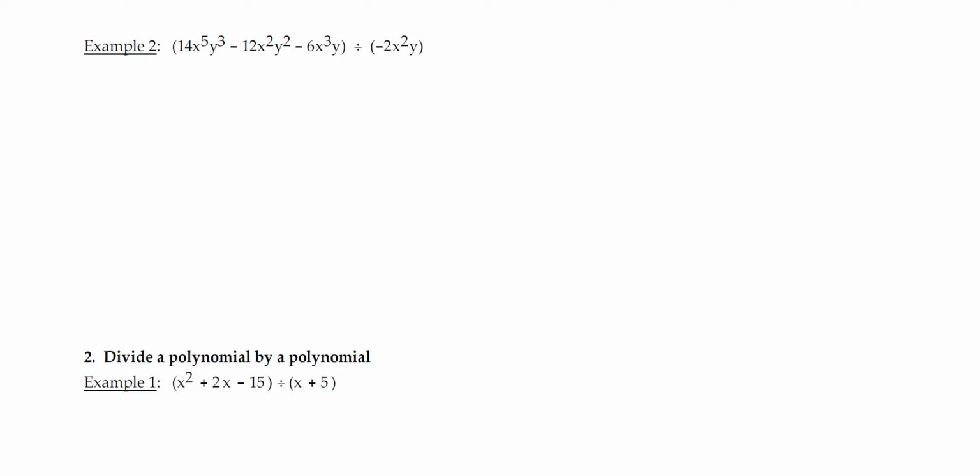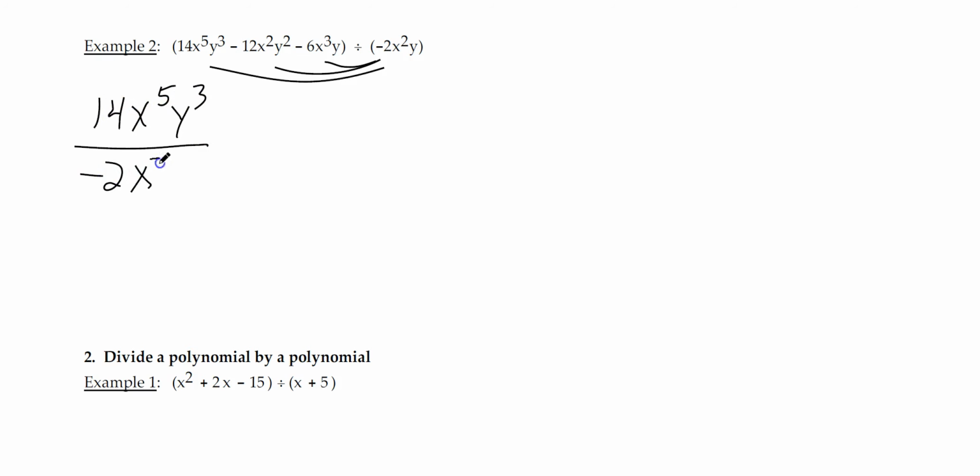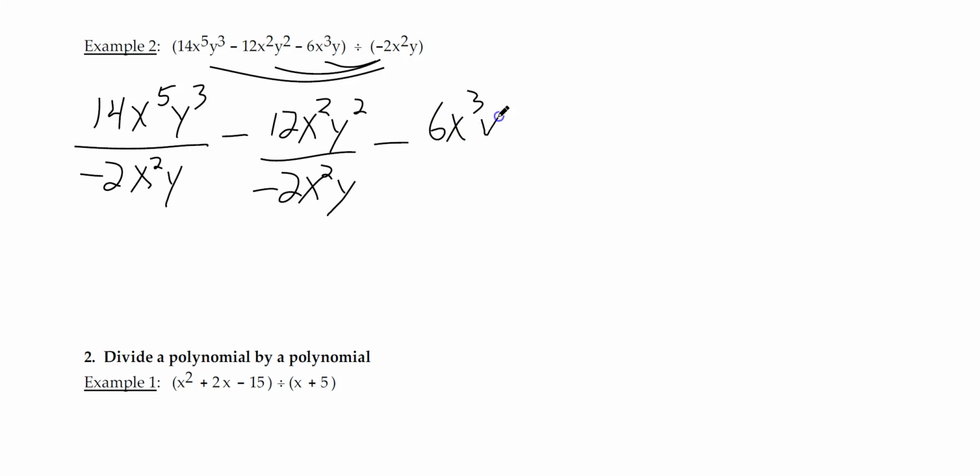So this second example has x's and y's. You would not want to do this with long division because it doesn't really work out. However, again, since it's a monomial, if we just distribute this division through the parentheses, we'll have 14x to the 5th y cubed divided by negative 2x squared y minus 12x squared y squared divided by negative 2x squared y minus 6x cubed y divided by negative 2x squared y.